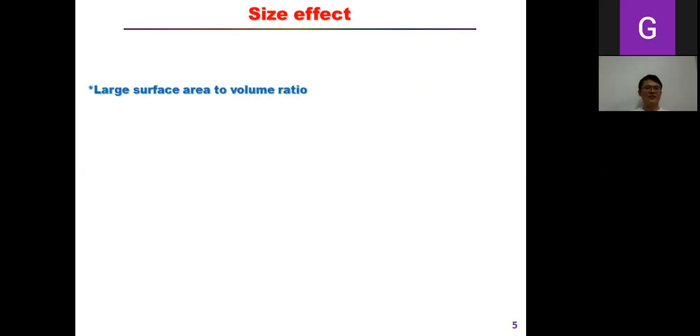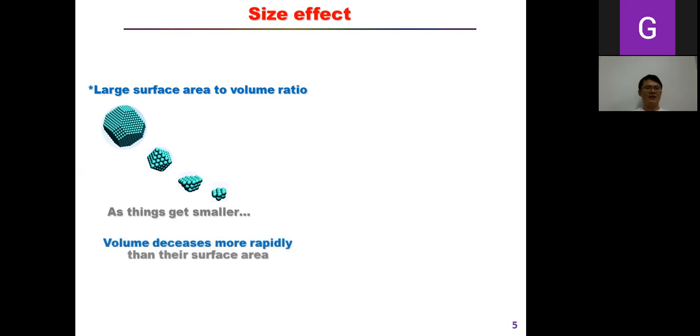Nanoparticles have a very interesting size effect. One of the key features is that they have a very large surface area to volume ratio. This is because as things get smaller, their volume decreases more rapidly than their surface area does. So their surface area to volume ratio actually gets bigger.